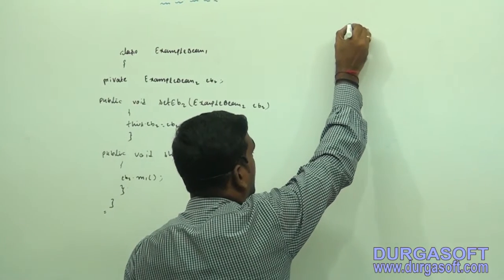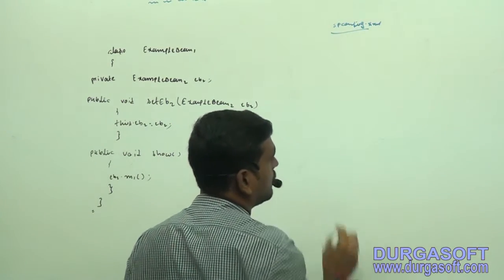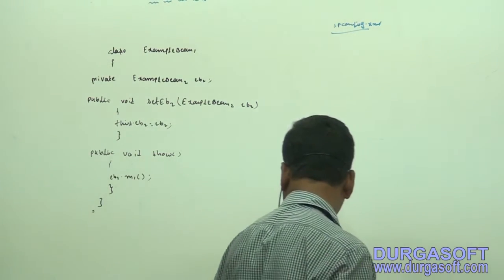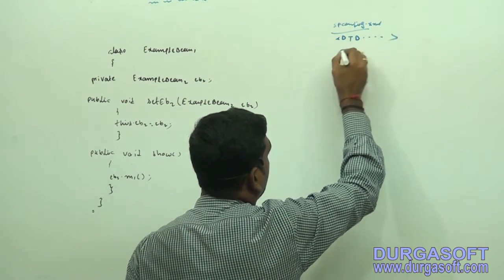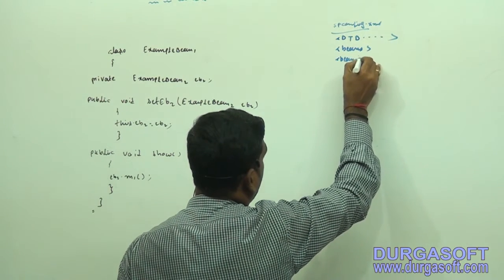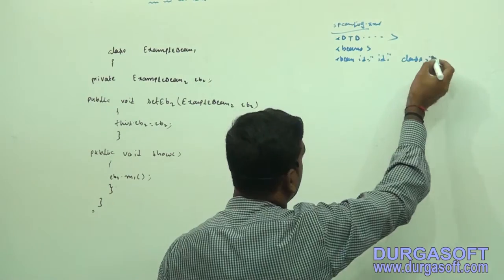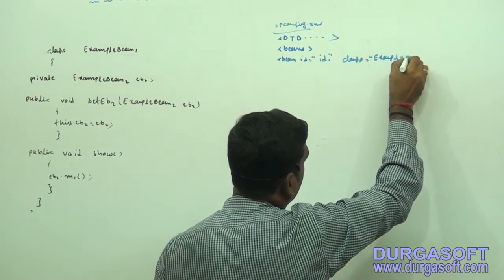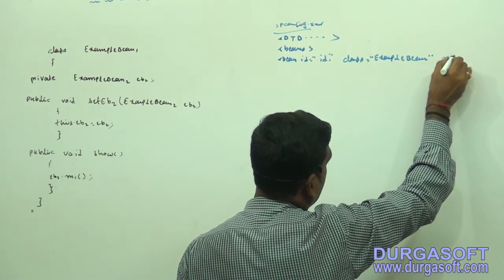This is the Spring configuration file, spconfig.xml. So now here first of all we have to take the DTD, the next beans, bean id is equal to id1, class is equal to example bean1. The next, along with this bean we can use what?